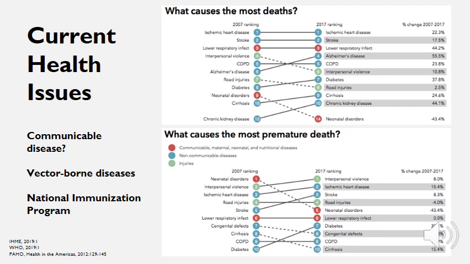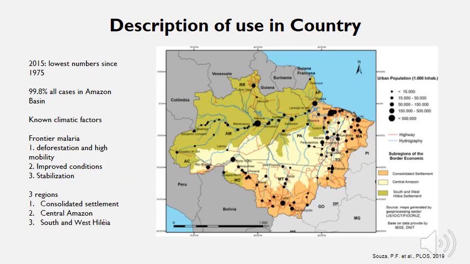Unfortunately, Brazil has a similar issue to the United States with a large anti-vaxxer type population. So they have had several measles outbreaks in recent years. Not long ago, Brazil reported the lowest amount of malaria since 1975. Despite this milestone, the disease has reemerged, hitting the Amazon basin region the most. 99.8% of all cases in the country occur here in this region.